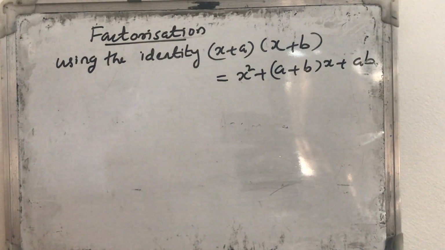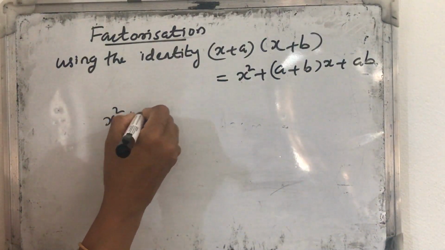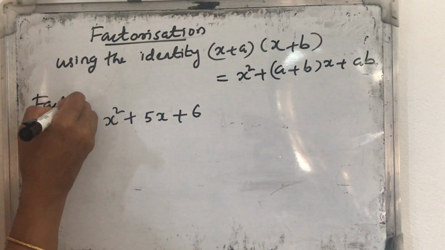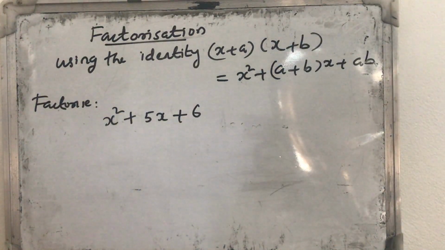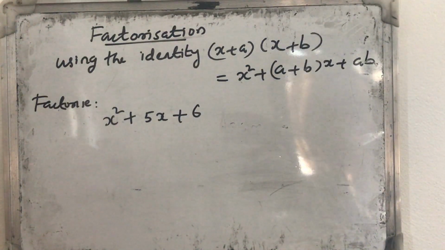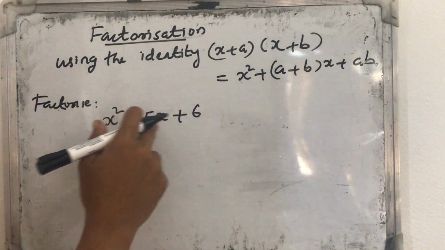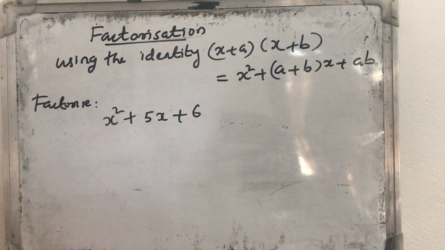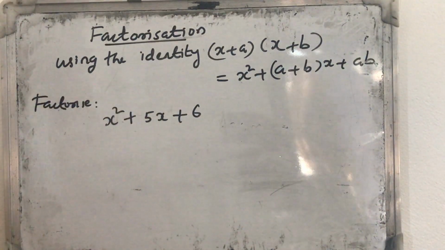Now listen to another question. Factorize the given algebraic expression x² + 5x + 6. When we think about the first method, common factors, there is no common factor in all three terms, so we can't use that method. Regrouping also gives no benefit for this expression.